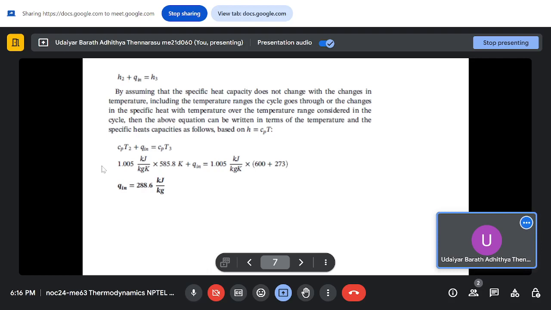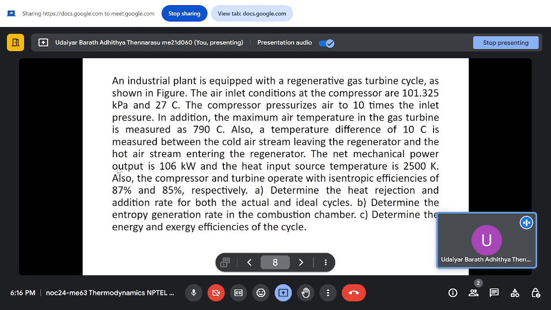Having an isentropic process in both compressor and turbine, but actually you don't get that, and your gas turbine power cycle efficiencies are close to 30% or something close to that. So that's how your actual efficiency will be.